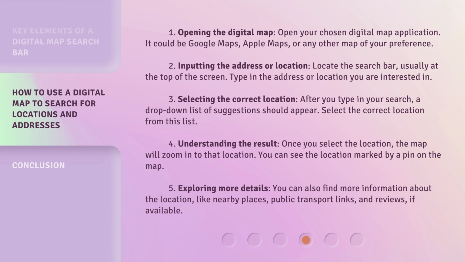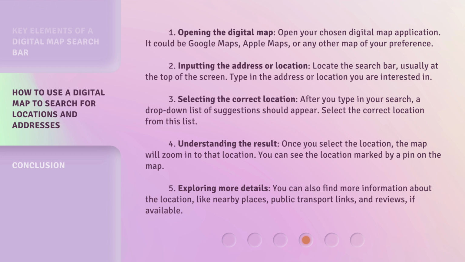1. Opening the digital map. Open your chosen digital map application. It could be Google Maps, Apple Maps, or any other map of your preference. 2. Inputting the address or location. Locate the search bar, usually at the top of the screen. Type in the address or location you are interested in.